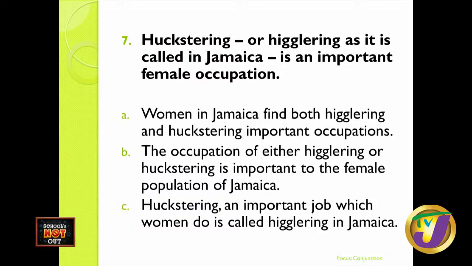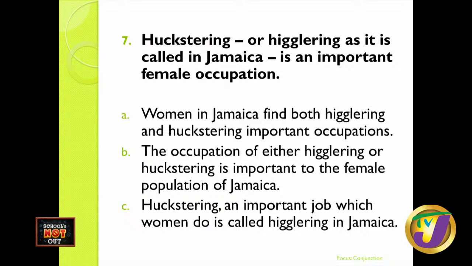Number 7. For this one, we're going to look at the grammar element of conjunction. Sometimes it is the grammar element of conjunction that causes some options to be considered incorrect as equivalent sentences for the original ones. So let us look at this one.